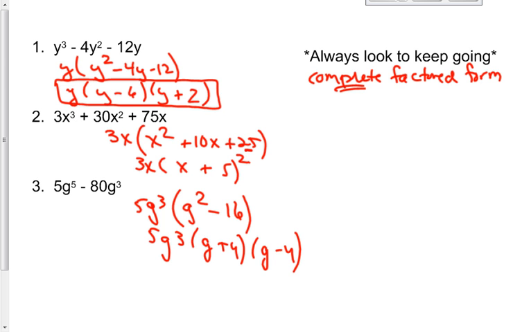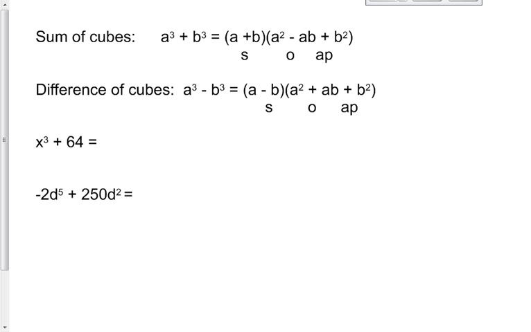All right, now we need to look at the sum of cubes and the difference of cubes. This is different than the expansion that we did yesterday. Yesterday we expanded the quantity of a plus b to the third. This is different. This is a to the third plus b to the third, and we now need to factor that. So here are the two rules that you need to get in your notebooks for sure.